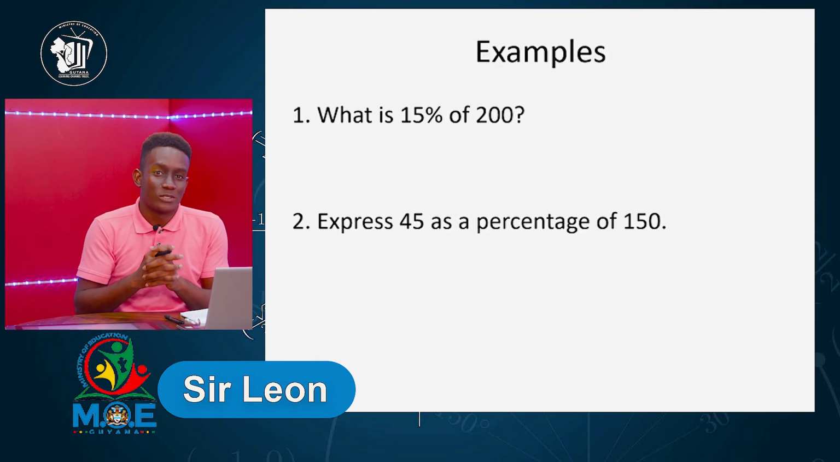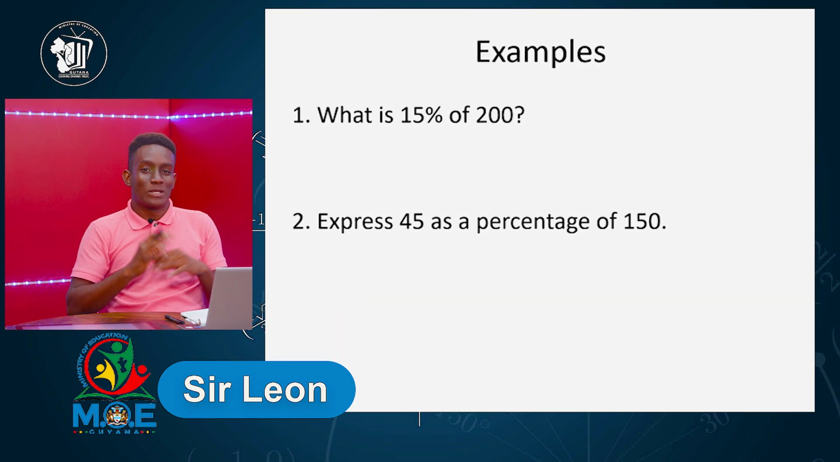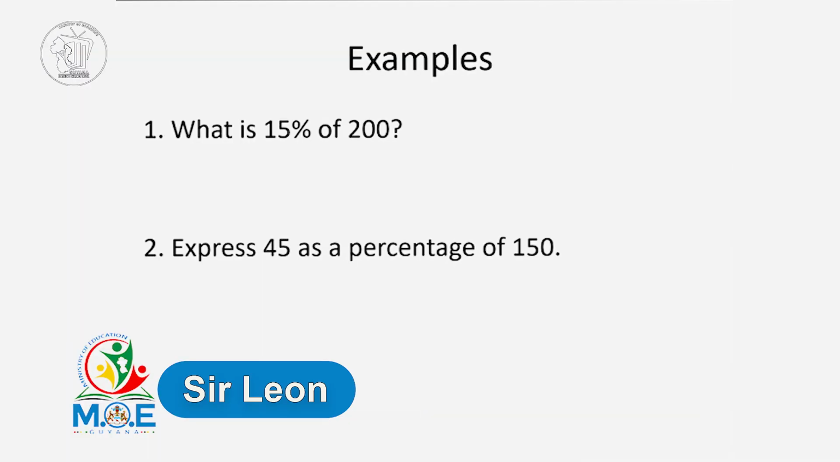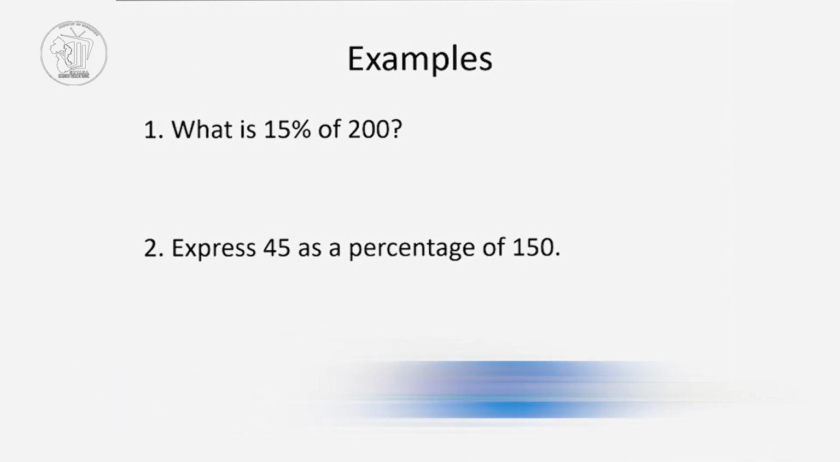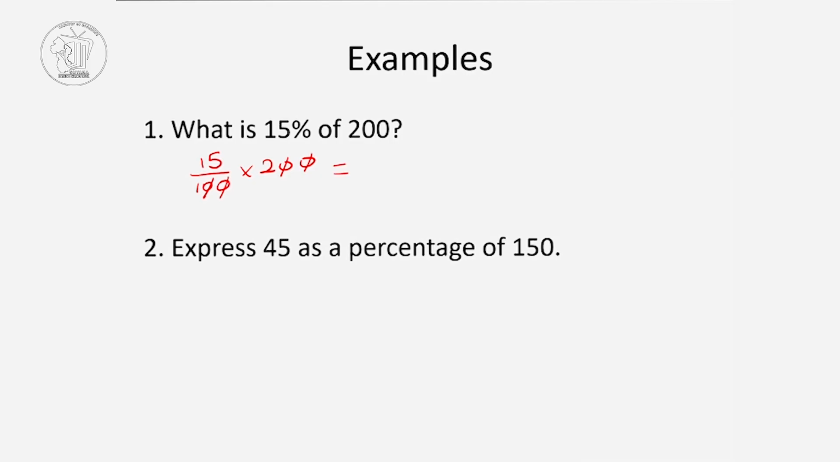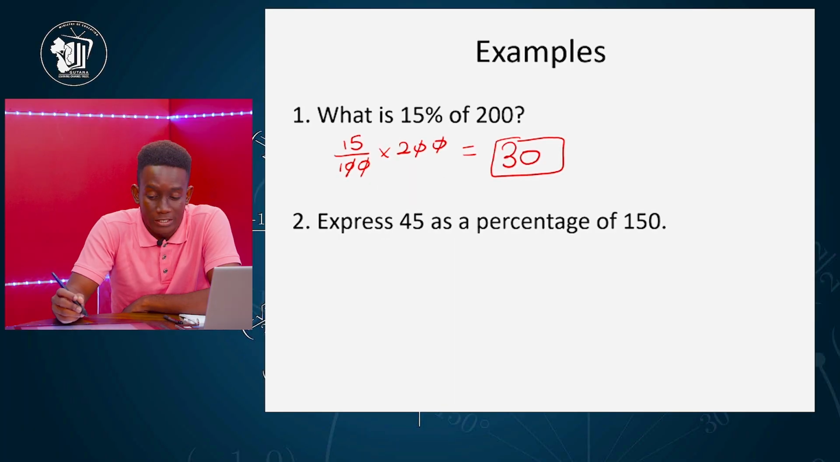So with that, now let's head into some exercise questions. Let's combine these concepts that we looked at so far. So the first one says, what is 15% of 200? So we know 15% of 200 would simply be 15 over 100 multiplied by 200. So this 0 cancels out with that 0, this 0 cancels out with that 0, and 15 times 2 will give me 30. So 15% of 200 is 30.